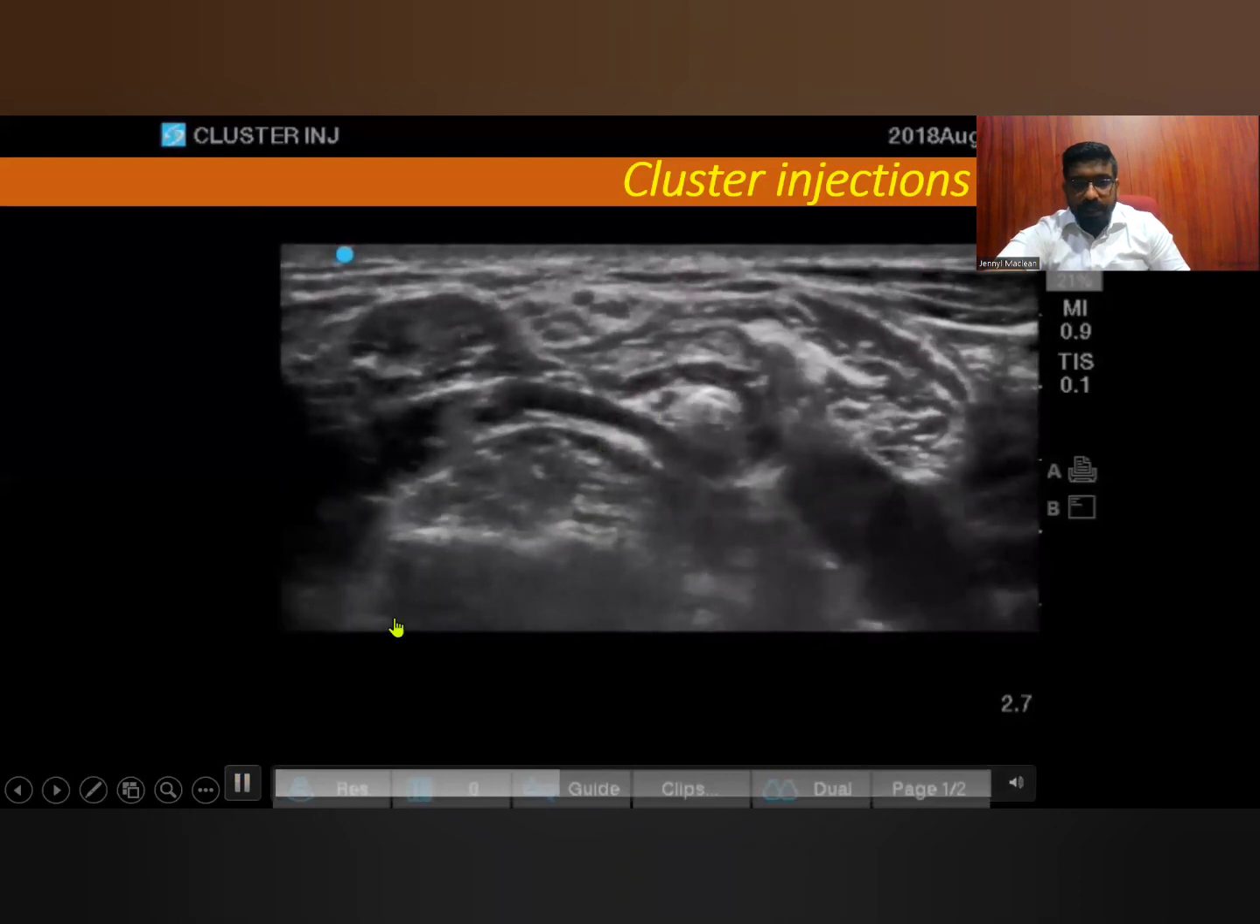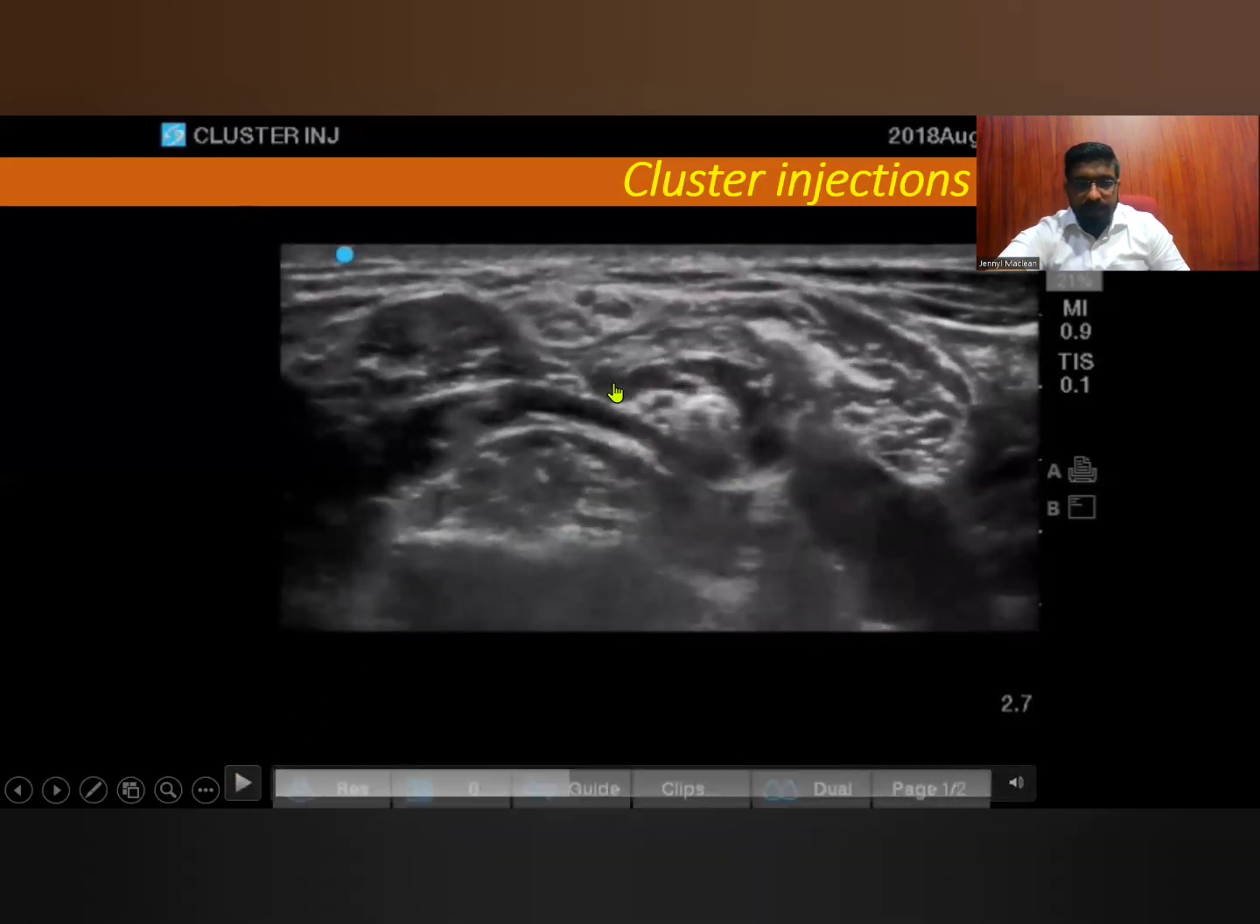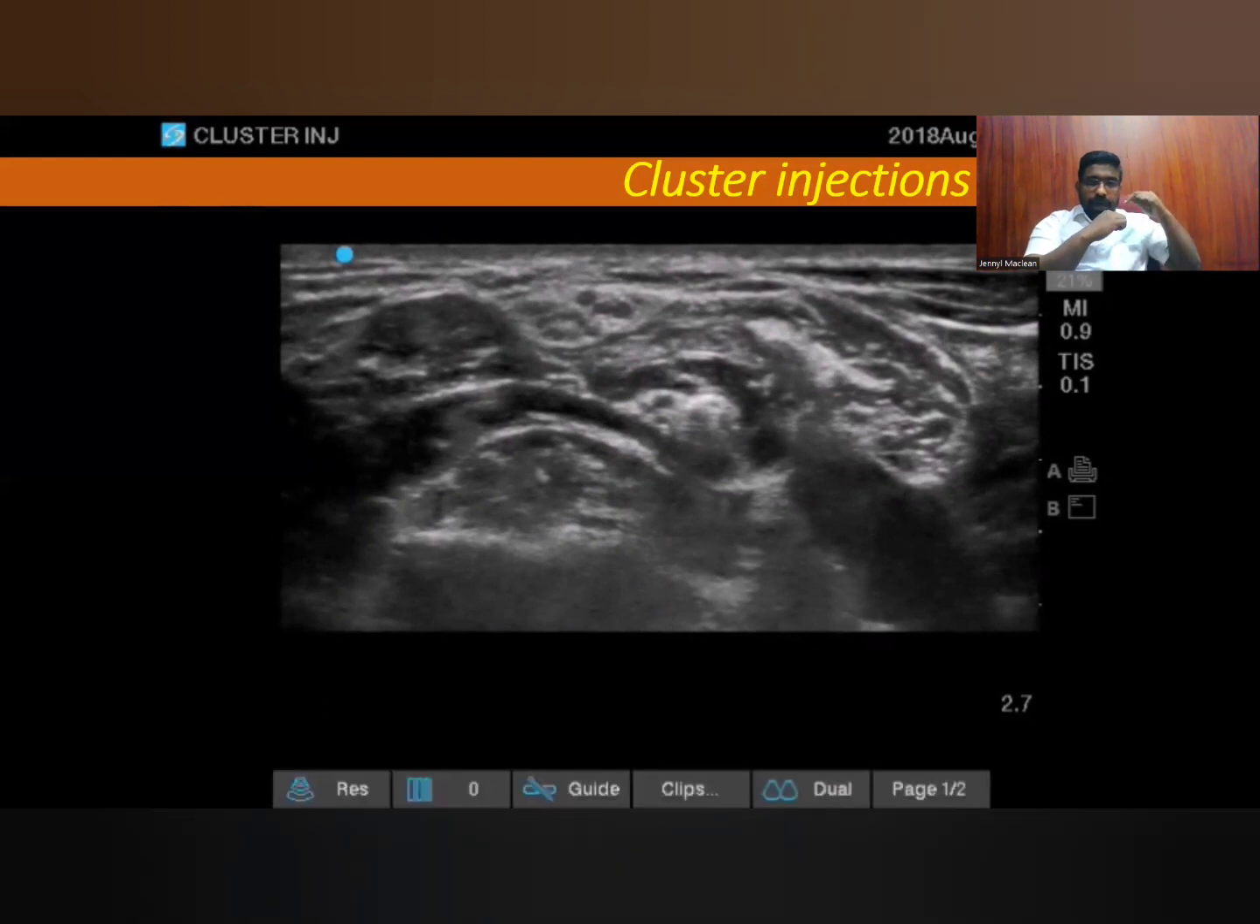You can see the distension of the space. You can very well see the distension of the very potential space. The drug goes all around the nerve when you are in the paraneural space. But when you are breaching the epineurium, the nerve swells. That also I'll show you.